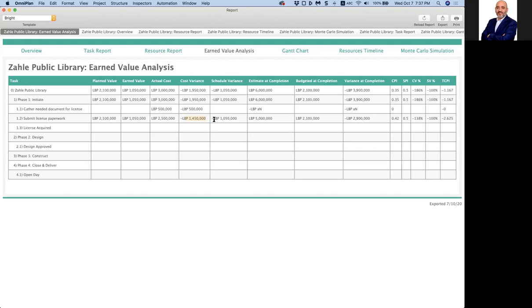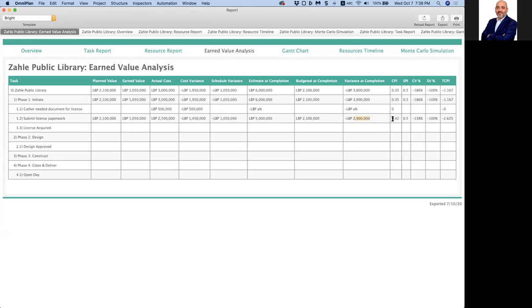سكجول فاريانس لانك حطيت لي الاكشوال ستارت ديت والاكشوال فينيش ديت اعلى، لكن انت تاخرت بسكجول، لكن schedule variance is negative also bad، مأخر بسكجول. الاستيميت at completion هالتاسك بدل ما تكلفك 1,200,000 رح تكون مكلفتك 5 مليون. budget at completion اصله كان 1,200,000، الفارينس at completion هي 1,200,000 ناقص 5 ملايين، 1,900,000 I estimate تكون الفارينس at completion اذا انت مكفى على هالمنوال.